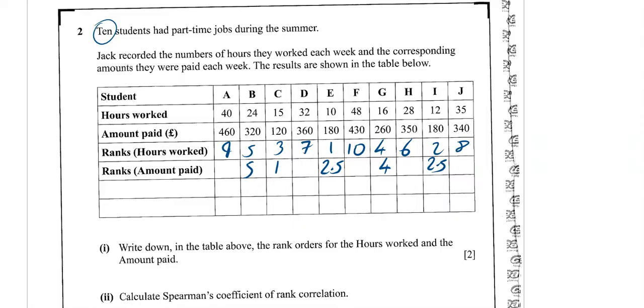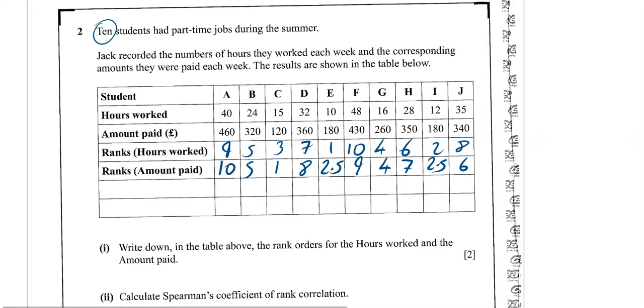My sixth person then would be 340. My seventh person then would be, oh, I almost missed that one, 350. My eighth person then would be my 360. My ninth person would be 430. And my 10th person then is 460.